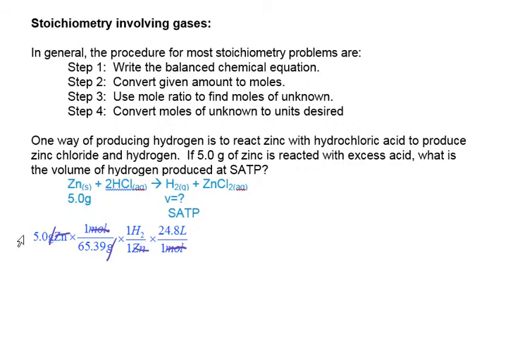So with dimensional analysis, remember, everything on top we're multiplying, everything on the bottom we're dividing. So 5 divided by 65.39 times 1, divide by 1, and multiply by 24.8 to get our answer. Don't forget about your significant figures. So we started out, the 5 grams is 2 sig figs, the molar mass is 4, mole ratio is exact, and the 24.8 is 3 sig figs. So when we're rounding this one, we want 2 significant figures. So that works out to 1.9 liters of hydrogen at SATP.